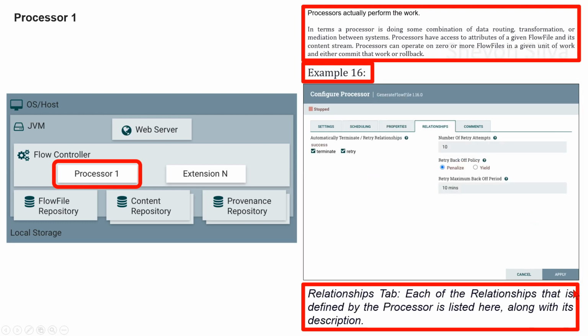Now we are considering the relationships tab. Each of the relationships that is defined by the processor is listed here along with its description. Automatically terminated.